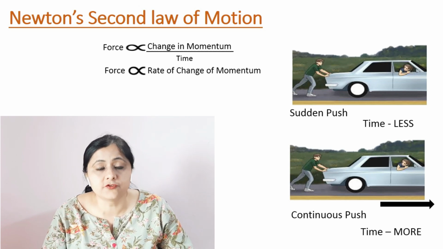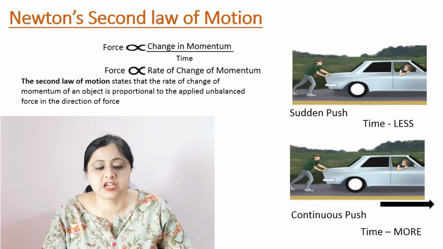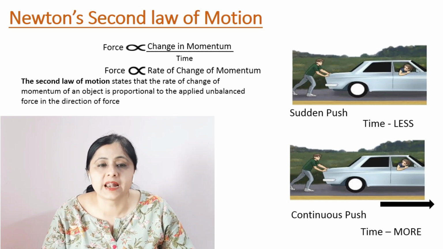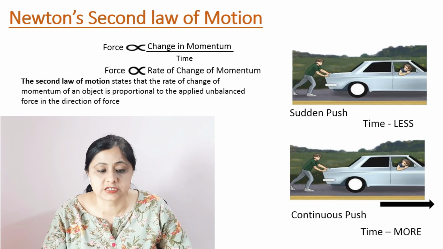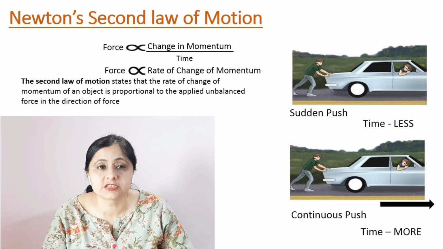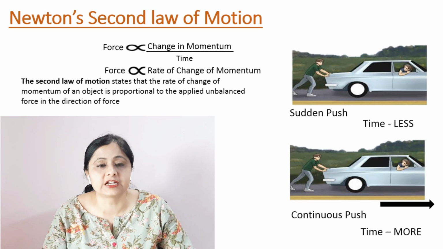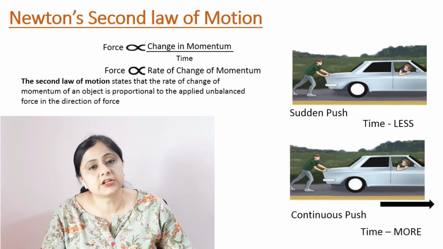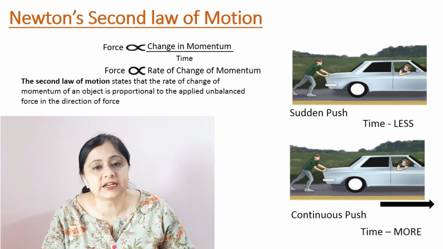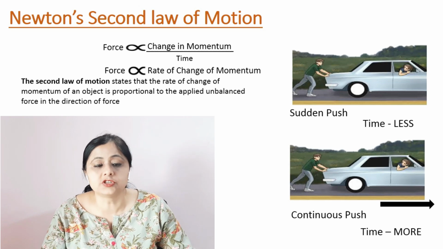And whatever force we are applying, which force will that be called? Unbalanced force. So the definition of Newton's second law of motion: the rate of change of momentum of an object is proportional to the applied unbalanced force, in the direction of the force. That means in whichever direction you apply the force, the object will move in that direction. So this is Newton's second law of motion.